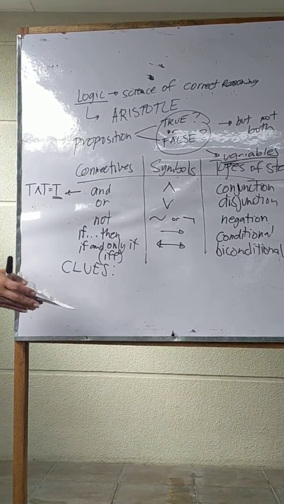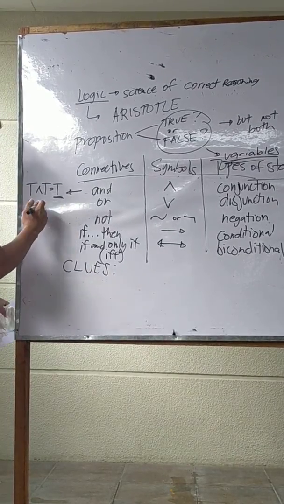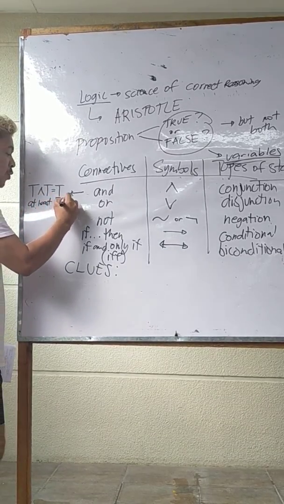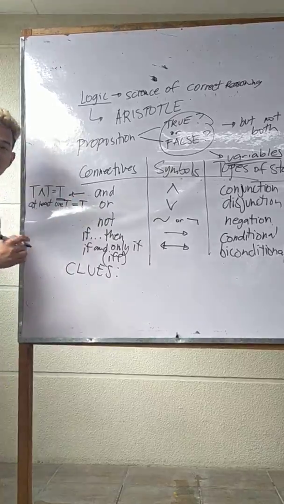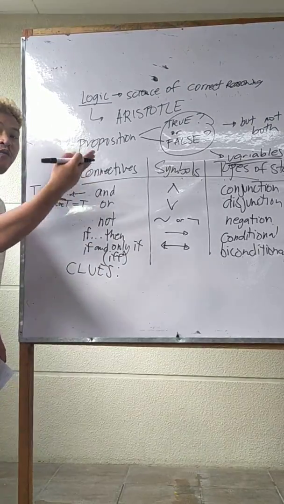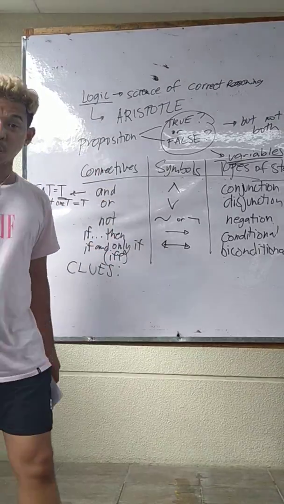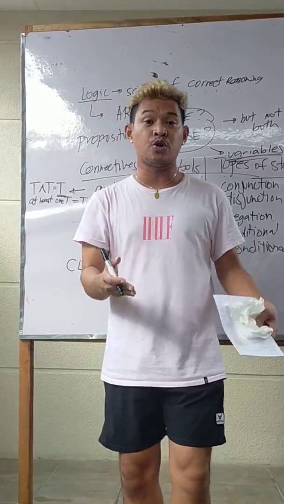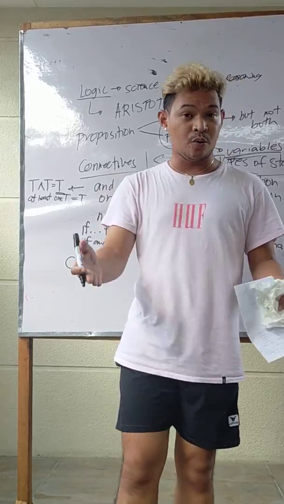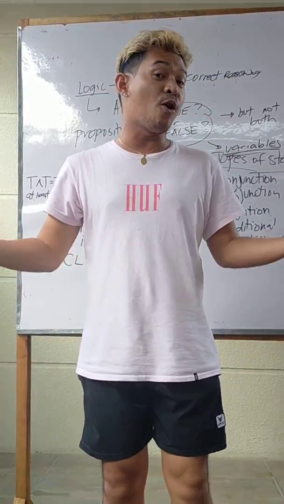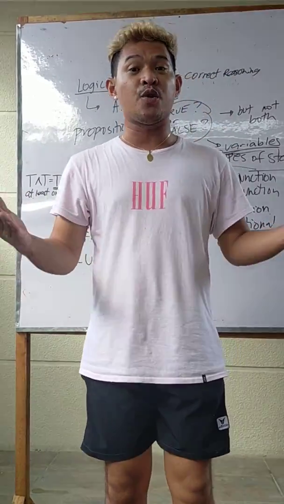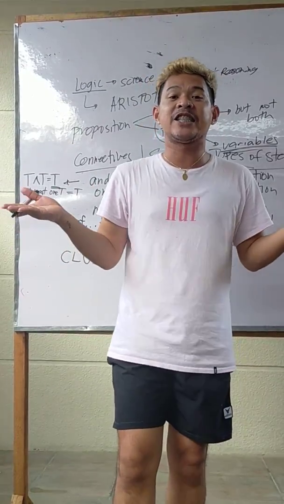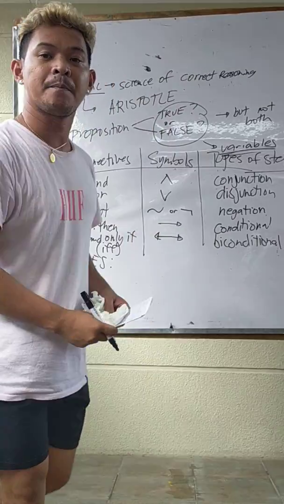And for disjunction, we have at least one true, which will be equal to true. If we have true or false, that will be equal to true. False or true, that will be equal to true. True or true, equal to true. And false or false, that will be equal to false. Why? Because false or false has no true statement.